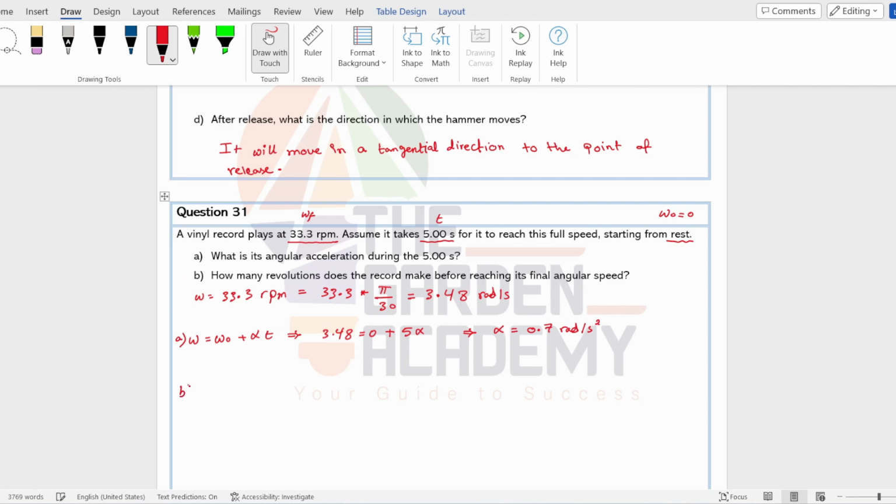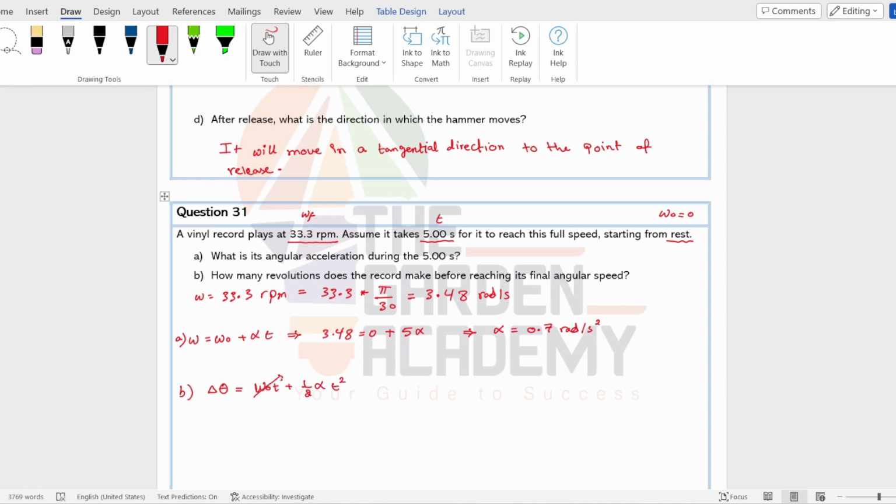Now part B asks how many revolutions does the record make before reaching its final angular speed. When it says how many revolutions, I must remember it is asking for the angular displacement, delta theta. Which equation can we use? We can use any equation we want. Let's use this one because it's the simplest equation since we have omega naught as 0. Delta theta is equal to omega naught times t plus half alpha t squared.